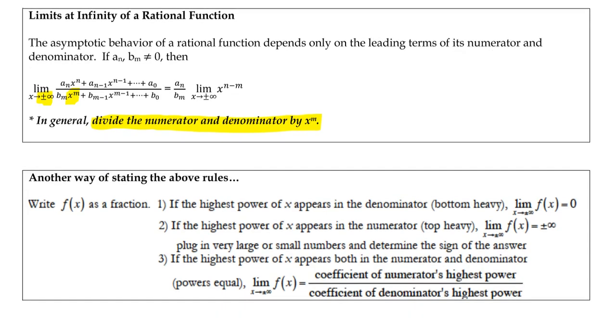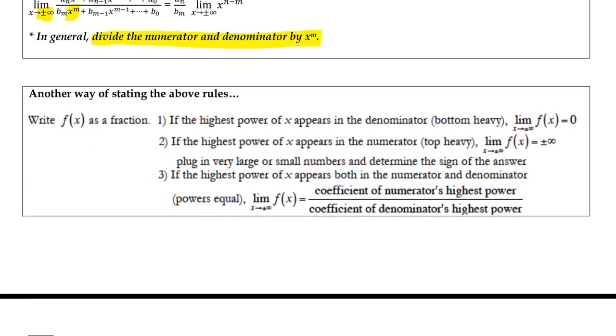A shortcut, and this is probably what you learned last year, is if you have something bottom heavy, meaning the degree in the bottom is the largest, then you are going to get 0 as your answer. If you have something top heavy, so let's say you had x to the 5th over x cubed, you're either going to get plus or minus infinity. If they're the same, so if the highest power appears in the top and the bottom, then you do all of this stuff, which is kind of a lot to highlight, but it's the ratio of the coefficients. And this probably sounds a little familiar to you. As we go through it, you'll see.